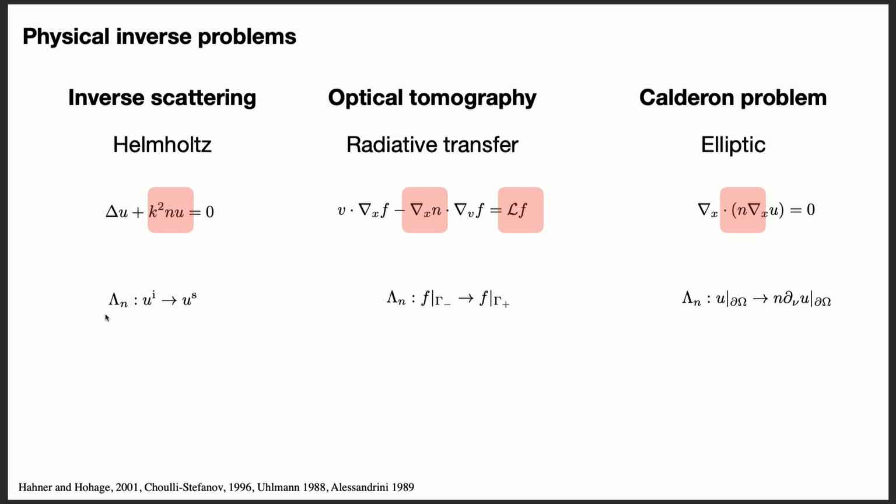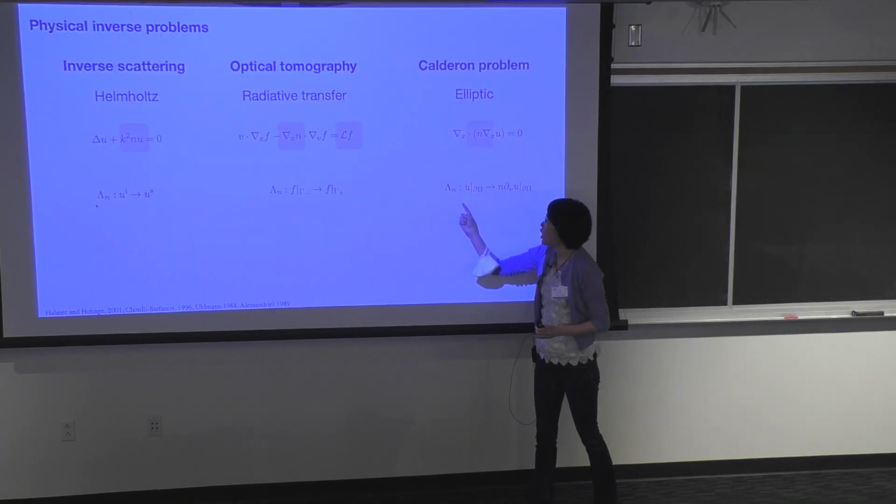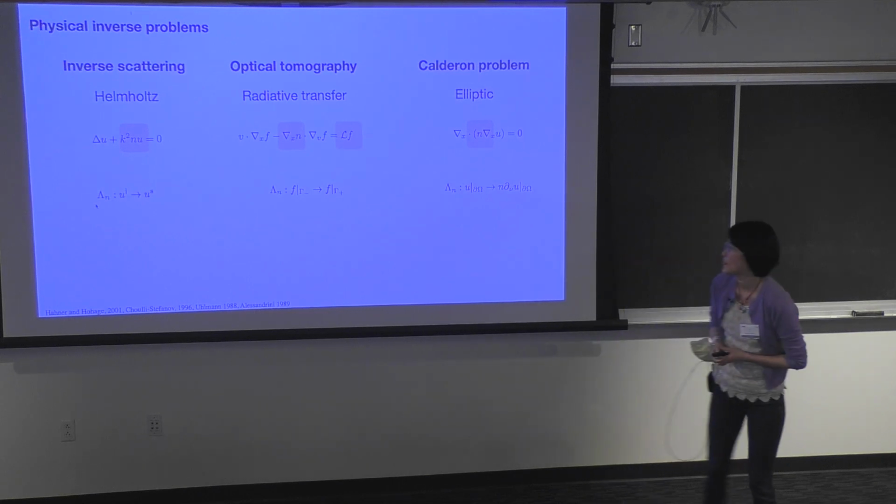But nevertheless, let me summarize a little bit. You have the Helmholtz equation, the radiative transfer equation, or the elliptic equation, and all these equations have some unknown parameters that you want to reconstruct. So what you do is you take some measurement, hoping this map can tell you enough information about the media.